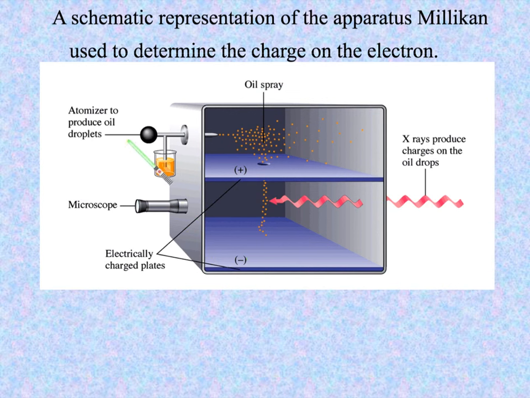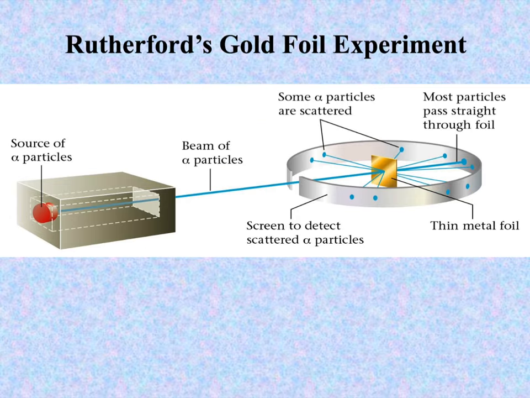So what he does, here's some oil. He's squirting some oil into this box, and they fall through this hole here, and what happens is these oil drops are suspended in air between these two plates. And X-rays produce charges on the oil drops. So X-rays are being shot through this box, okay? And through this whole apparatus, he's able to determine the actual magnitude of the charge on the electron. So yes, we know it's negative, but he figured out how many coulombs the electron actually produces.